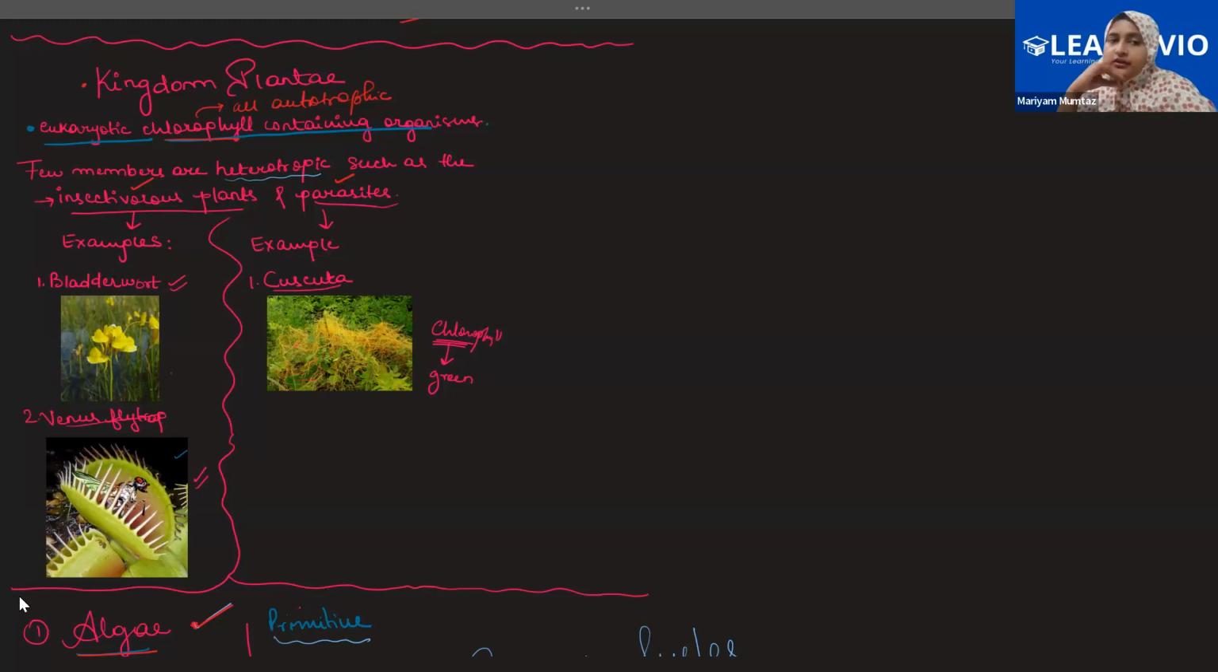You can write the names of the insectivorous and parasitic plants, like write insectivorous and give the exam, right?